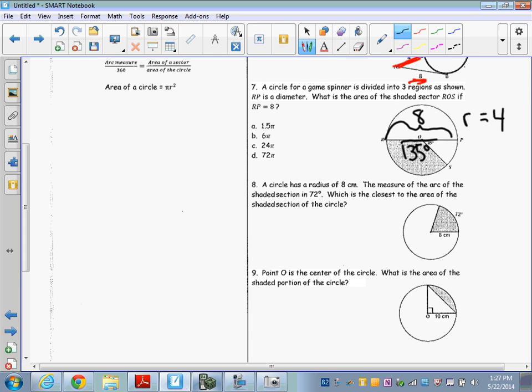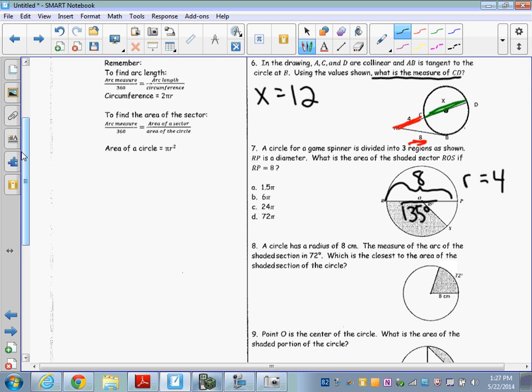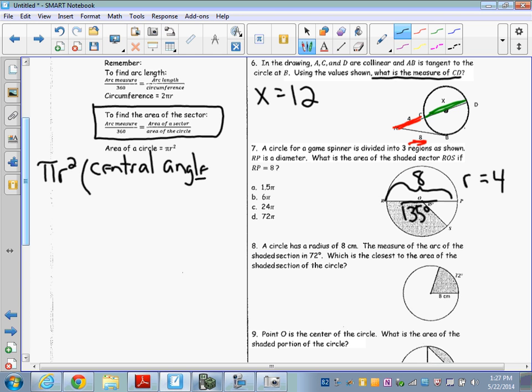I need to know my formula though. The formula that's given to you here is this one right here. It's where we make a proportion. That'll get you the right answer. But what I've been telling my students the whole time is to use this formula. And all it is is a modified version of the proportion right there. So I take pi times 4 squared, because the radius is 4, and I'm going to multiply by 135 over 360.